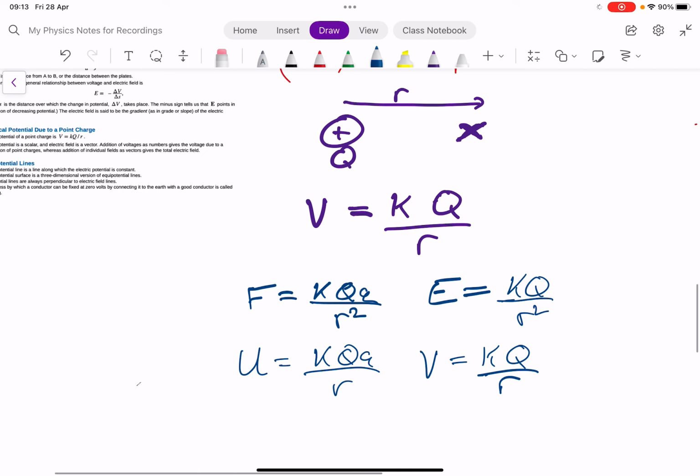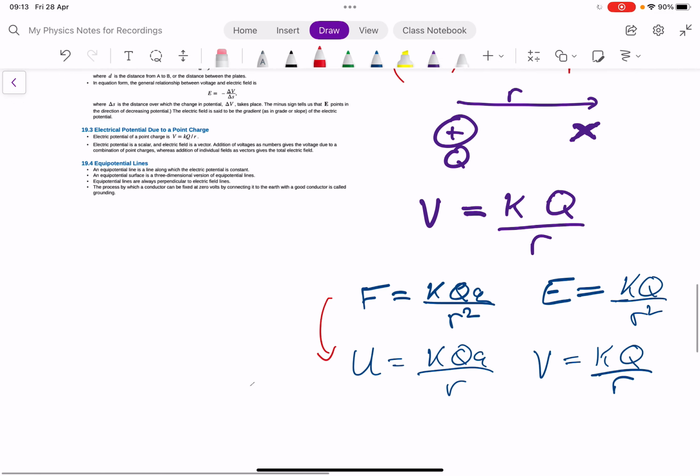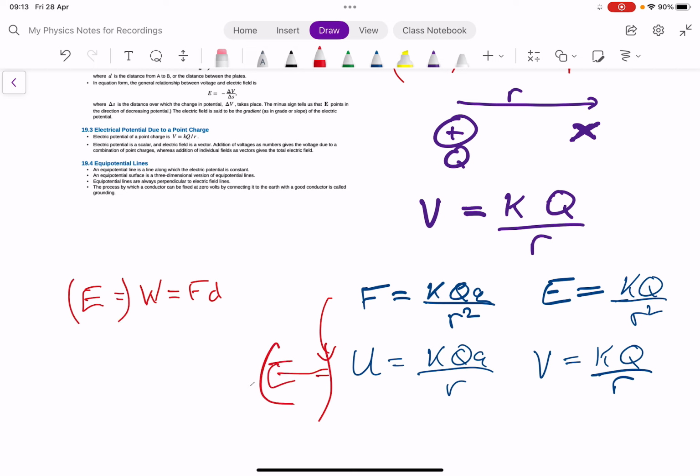There is a way of looking at how we've got from the top to the bottom as well. It's probably easiest to see with the force equation, but we should remember the equation work done equals force times distance. In other words, this is an energy. Well, this is also an energy. It's a potential.